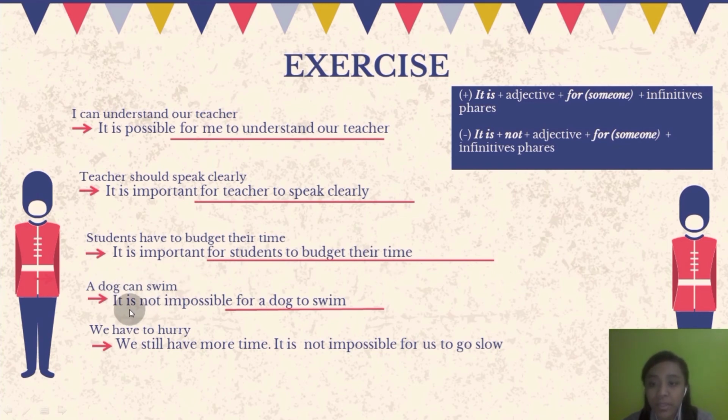Next, a dog can swim. It is not impossible for a dog to swim. And the last one, we have to hurry. It is not impossible for us to go slow.